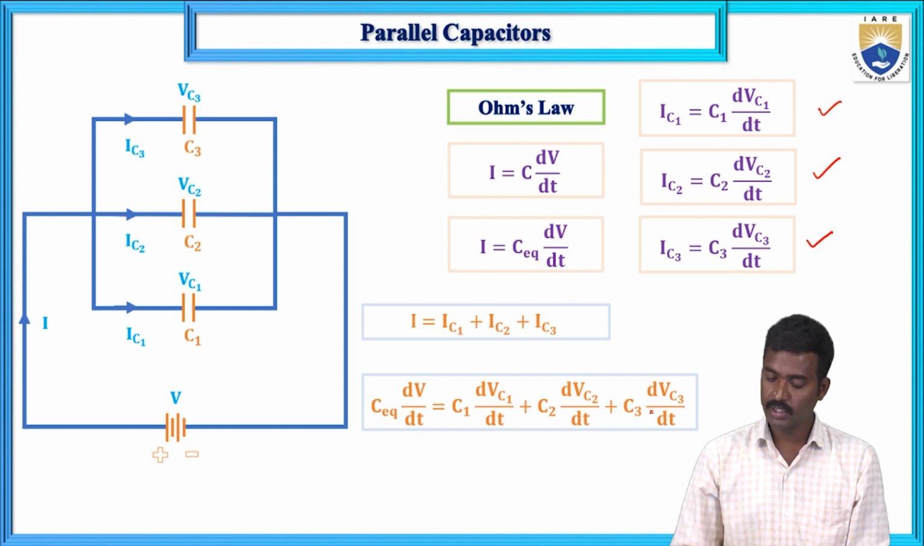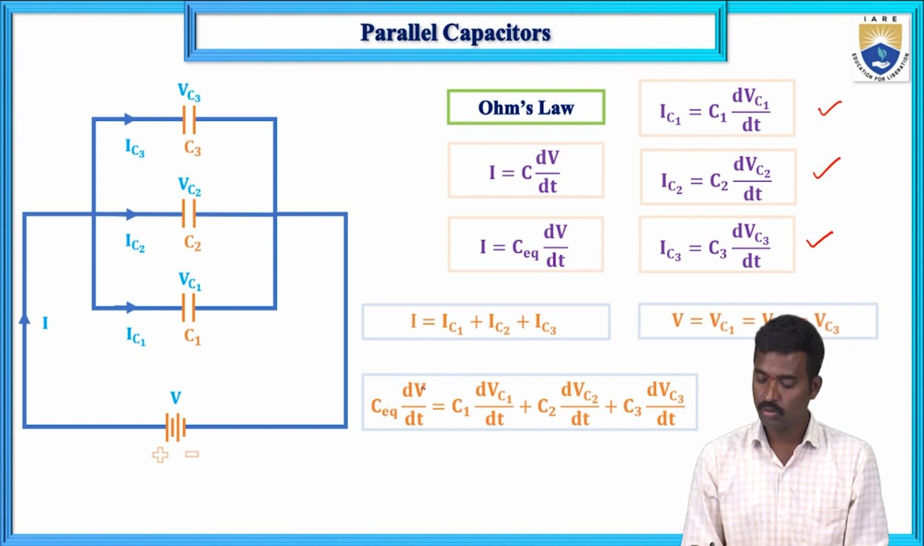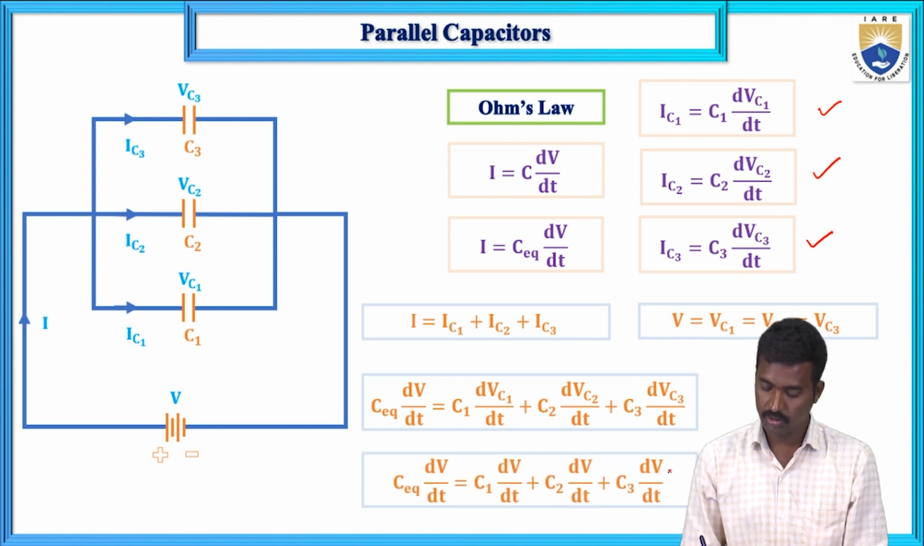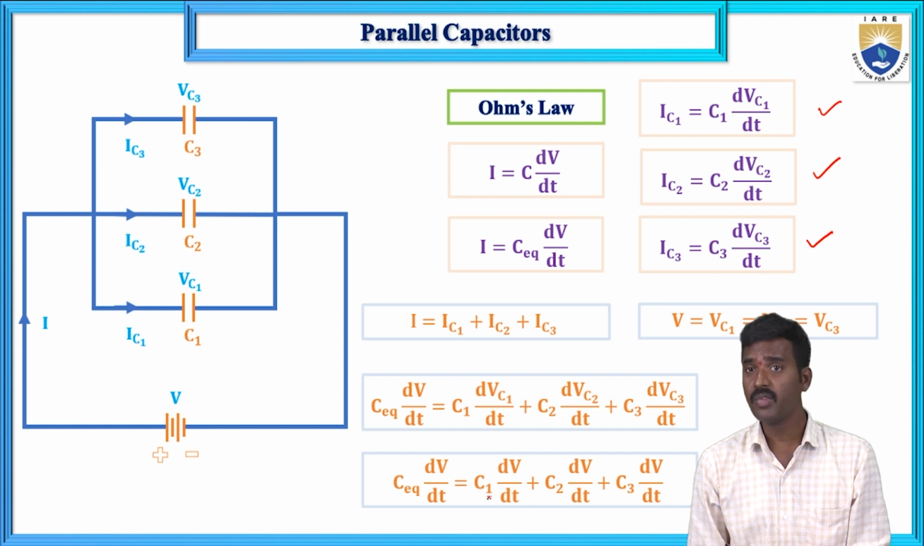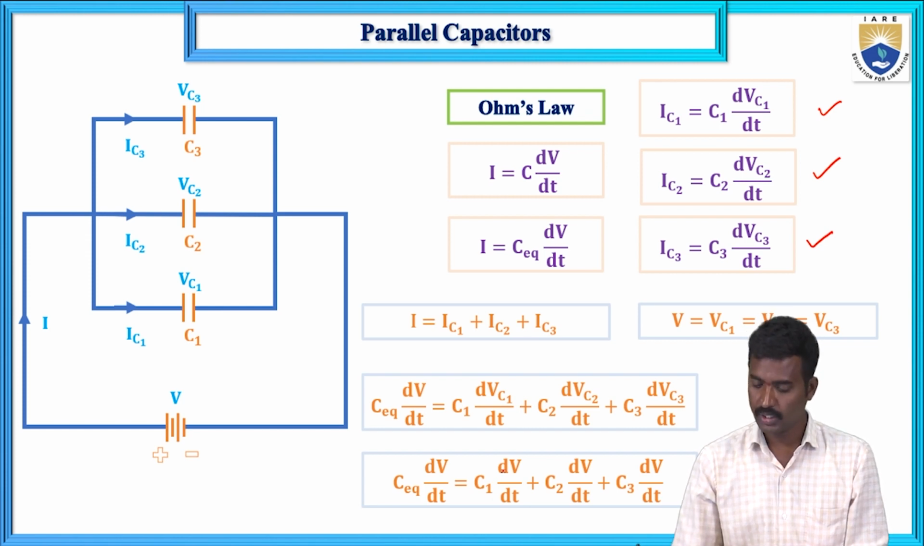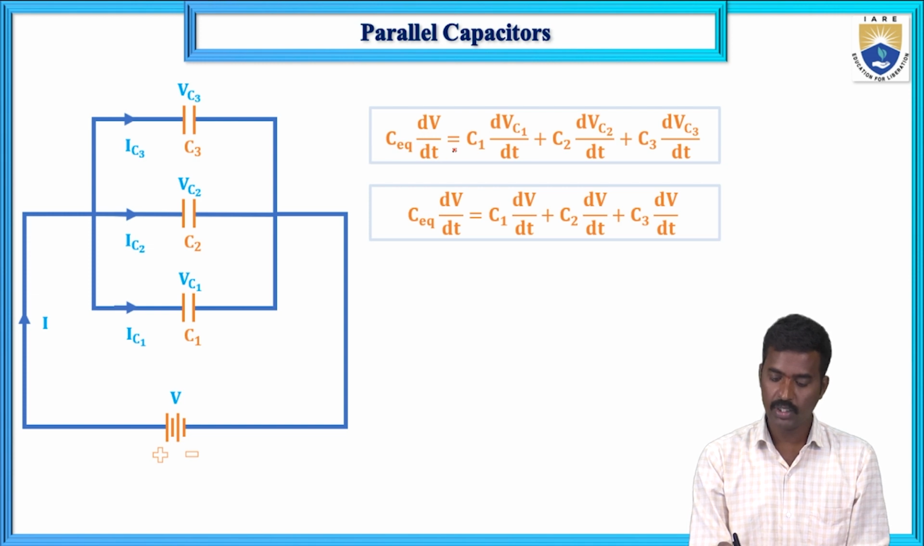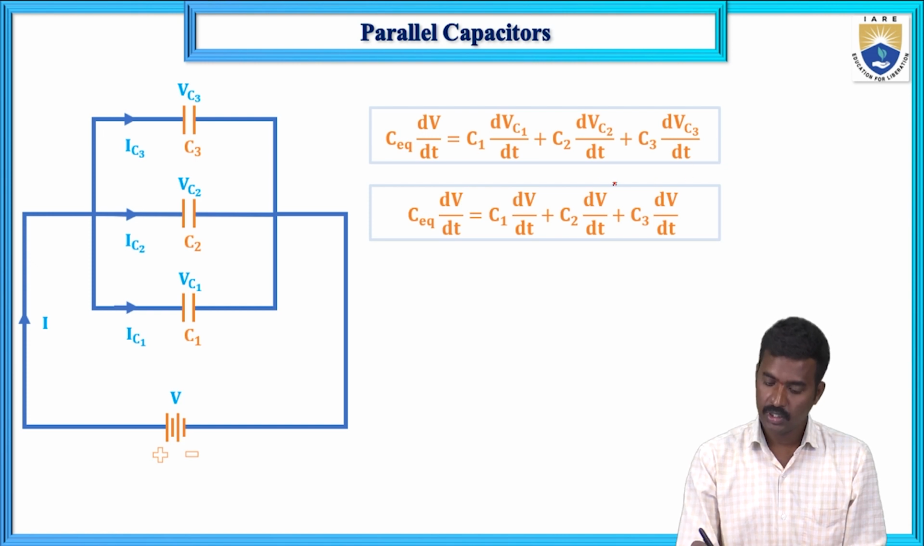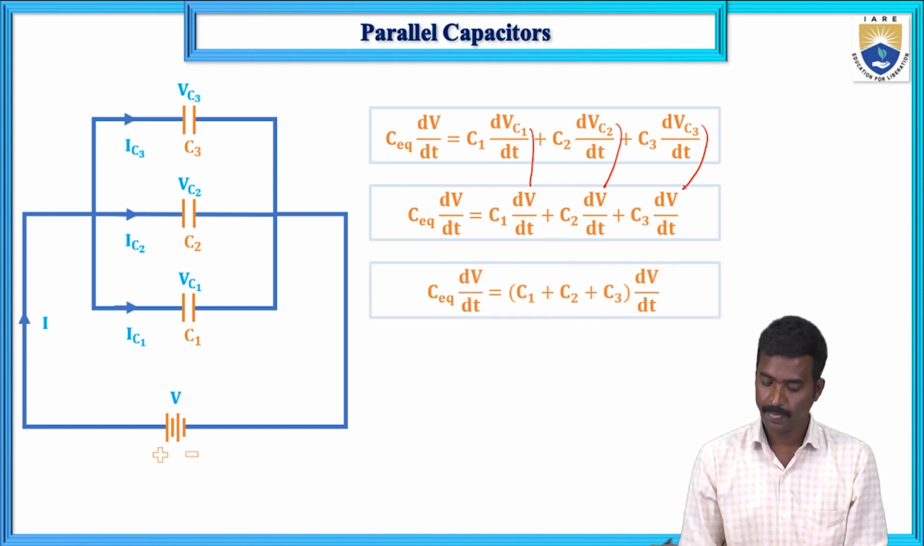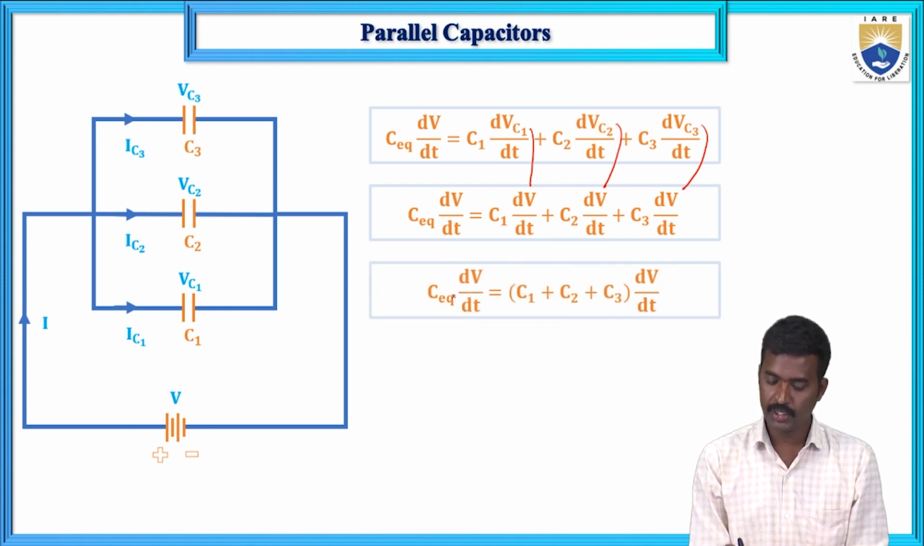Now here, parallel connection, first property: the same voltage is developed across each element. VC1 equals VC2 equals VC3, and that voltage equals the supply voltage V. Now you can substitute V in place of VC1, VC2 and VC3. So the common term on the RHS is dV by dt. You can write this equation as C equivalent dV by dt is equal to C1 dV by dt plus C2 dV by dt plus C3 dV by dt. The common term is dV by dt, so C1 plus C2 plus C3 times dV by dt equals C equivalent dV by dt.